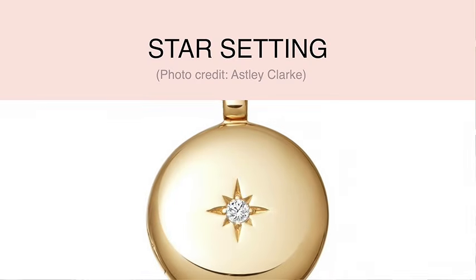Then we have the star setting. So a star setting is a version of setting that we use gravers to create. So we're essentially carving some of the metal, graving some of the metal up and over the stone to set it in place. And star settings are really beautiful. Again, something that needs practicing, but definitely something that can be learned and can be achieved.